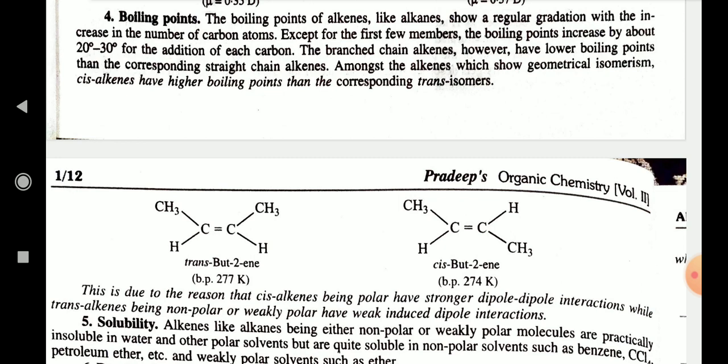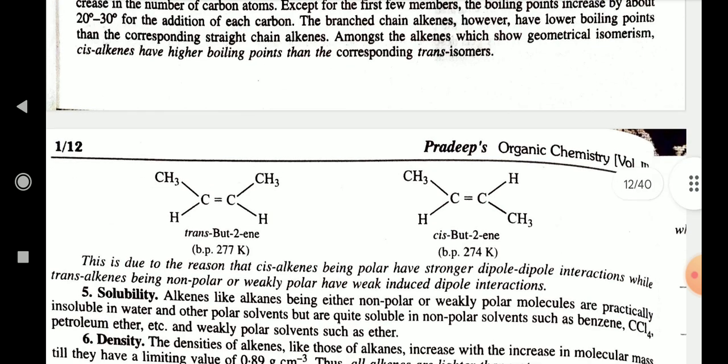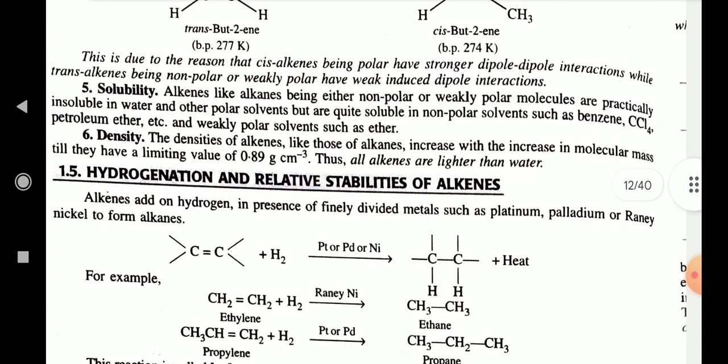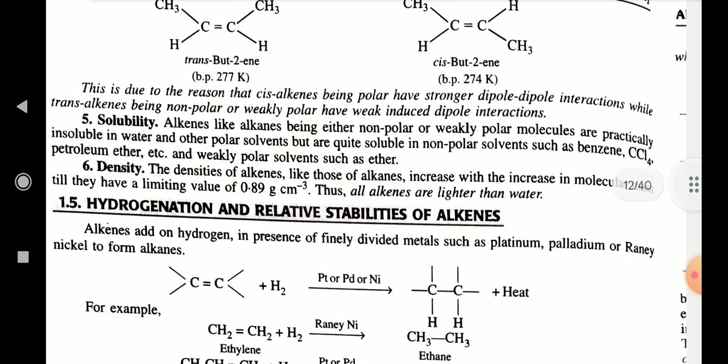Amongst the alkenes which show geometrical isomerism, cis alkenes have higher boiling point than the corresponding trans isomers. This is due to the reason that cis alkenes being polar have stronger dipole interaction, while trans alkenes being non-polar or weakly polar have weak induced dipole interaction.